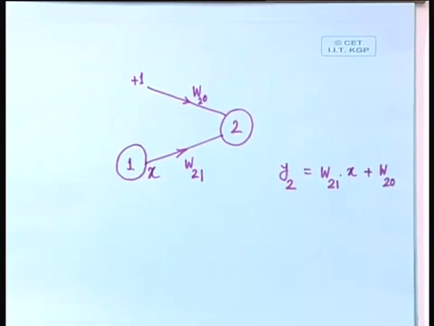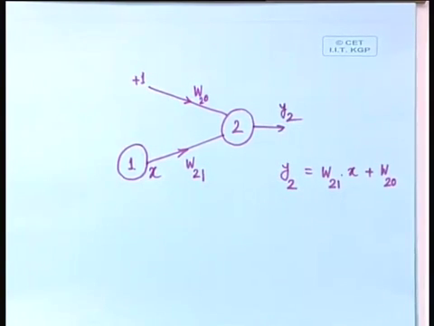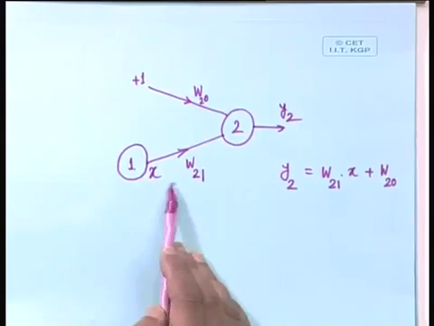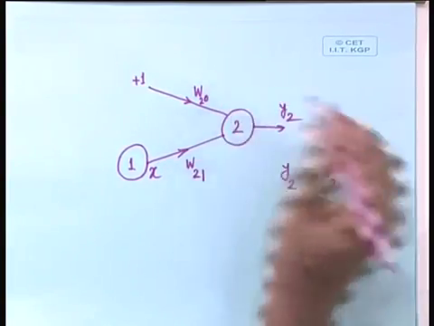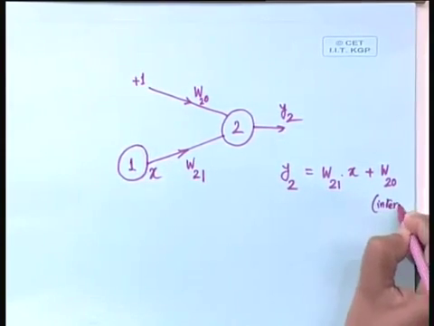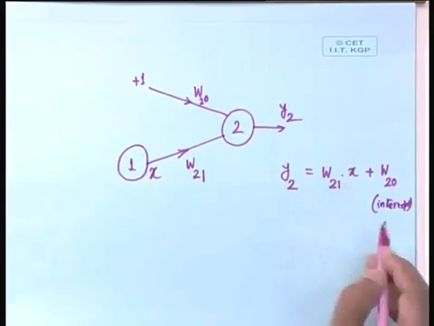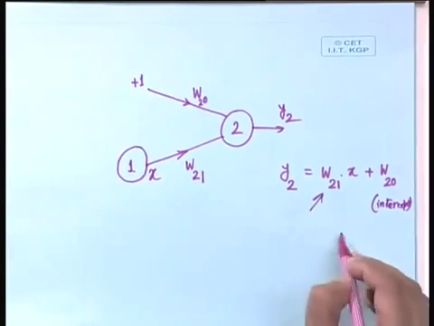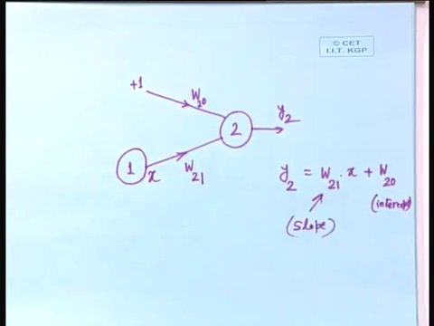So the whole thing is modeled as a very simple neural network, whose response is y2. It is a linear response, and the input to this is x, multiplied by W21, the synaptic weight, and W20 indicates the bias. The bias stands for the intercept, and W21, the synaptic weight, stands for the slope.